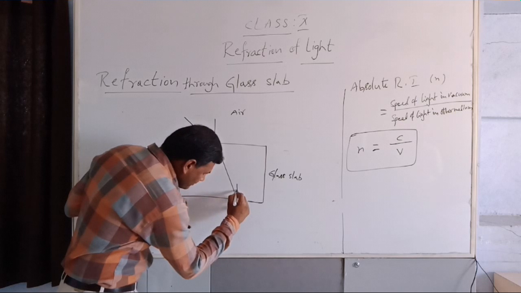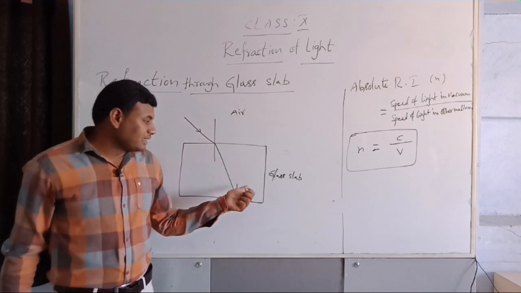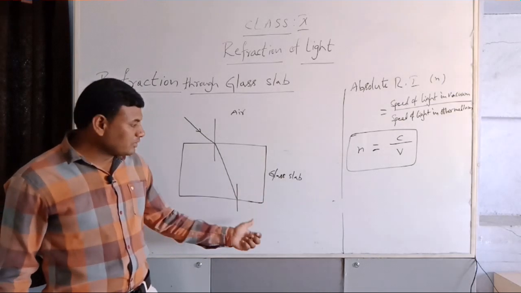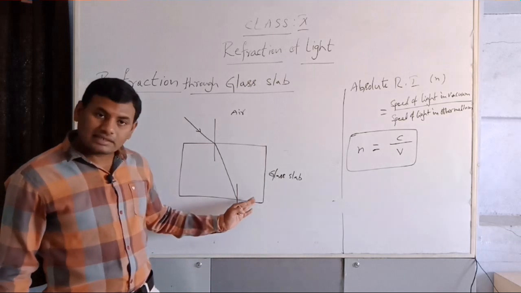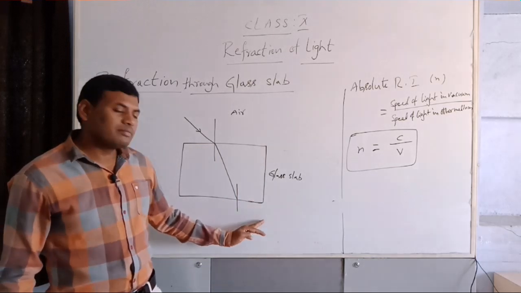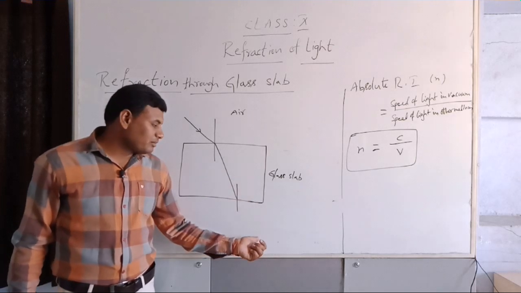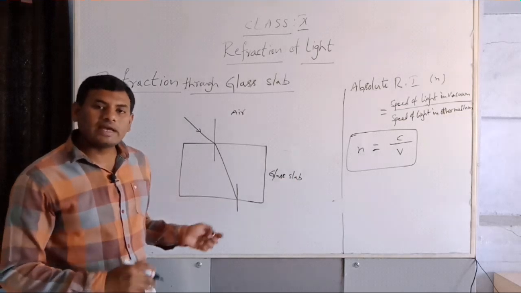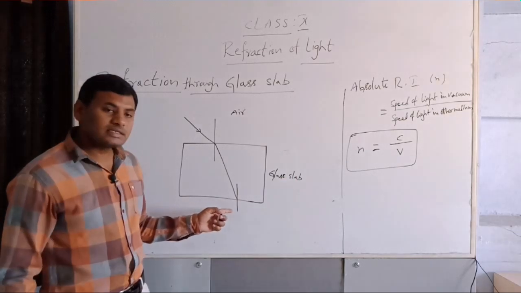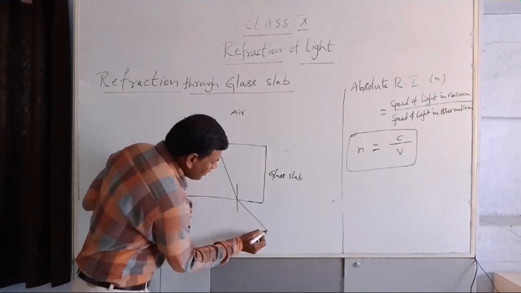Now draw another normal over here. And again, light is coming out of the glass slab and entering the air medium, that is, from denser medium to rarer medium. So when light enters from denser to rarer medium, speed of light increases, and when speed of light increases, the ray of light bends away from the normal.